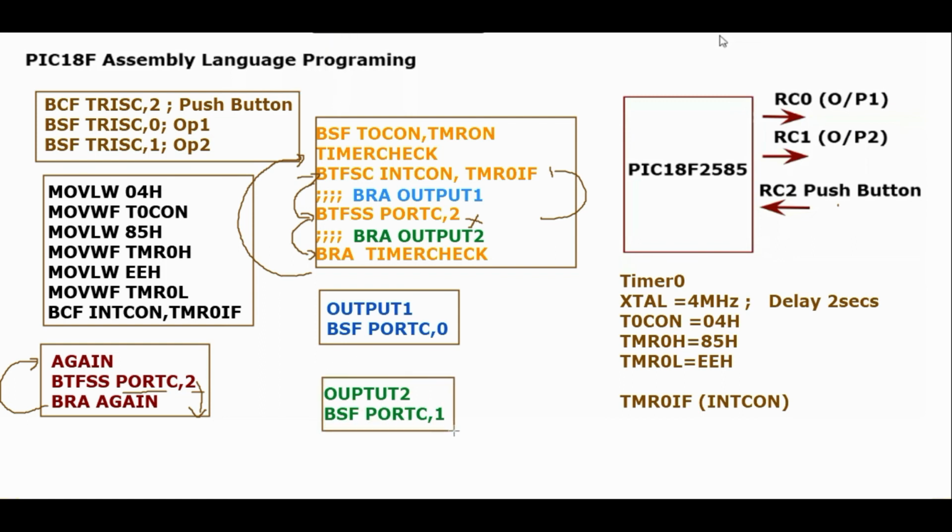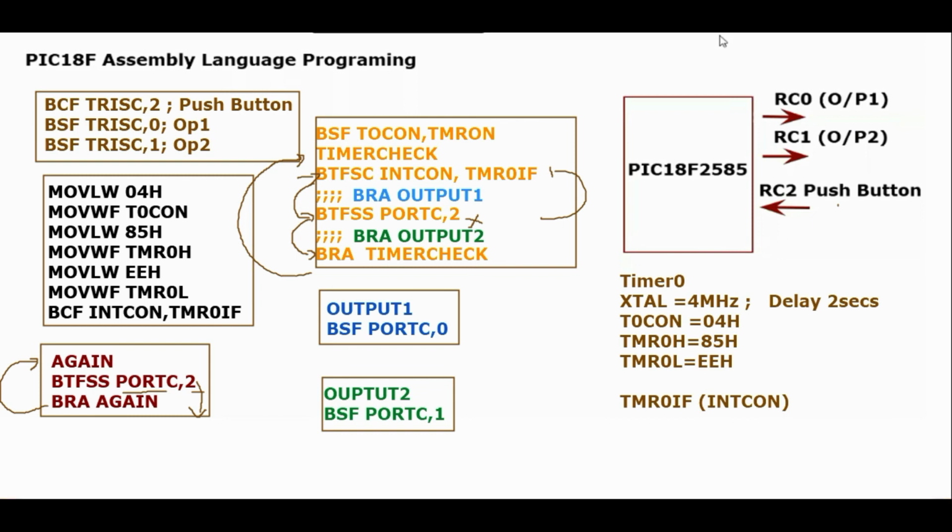So this is output 2, and in this output we are basically turning on the LED connected to our RC1, right? So these are the two possible options that we can switch on. I hope this code is clear. Now I'm going to go to the Proteus environment and show you how it will work for this specific code. I hope this code is understood.